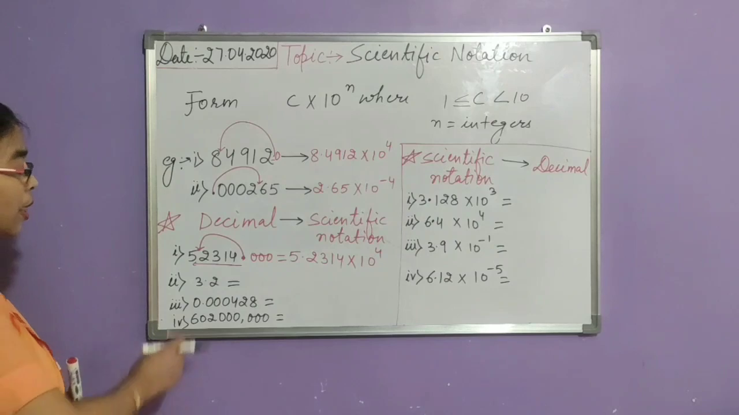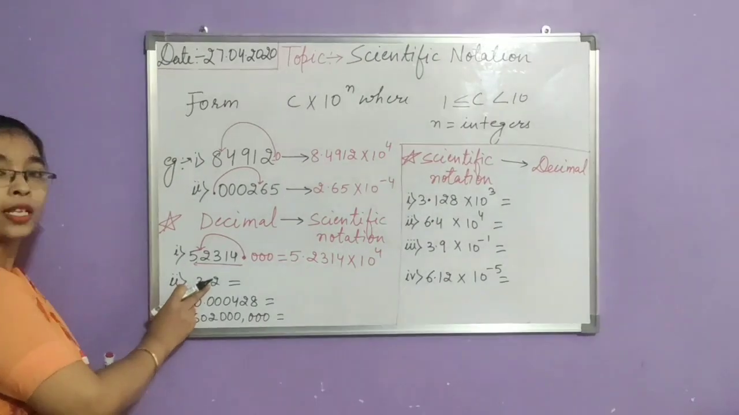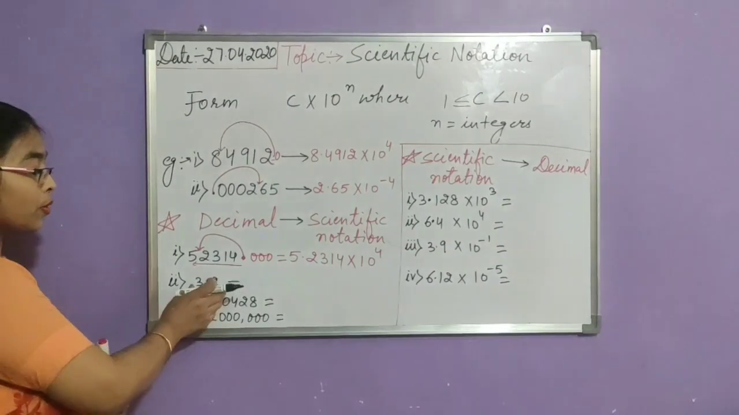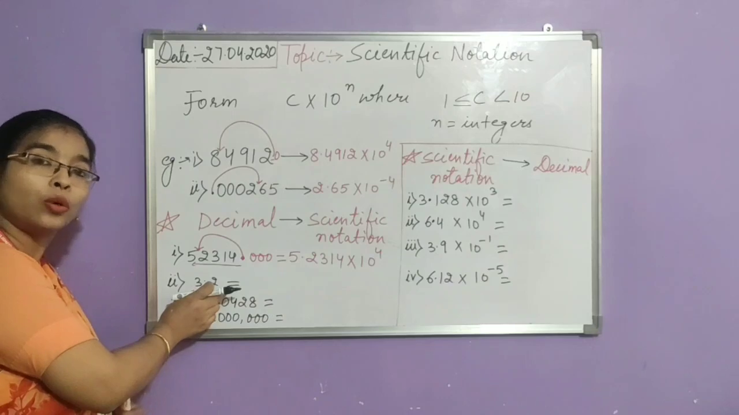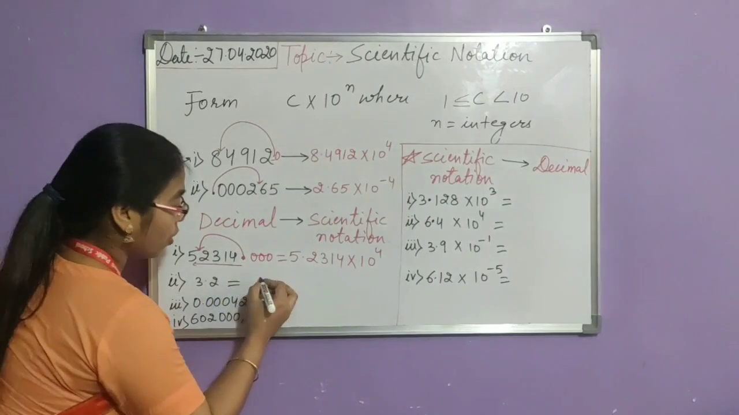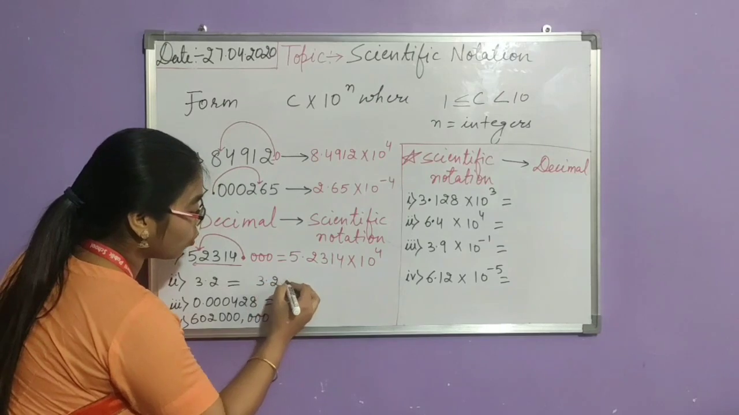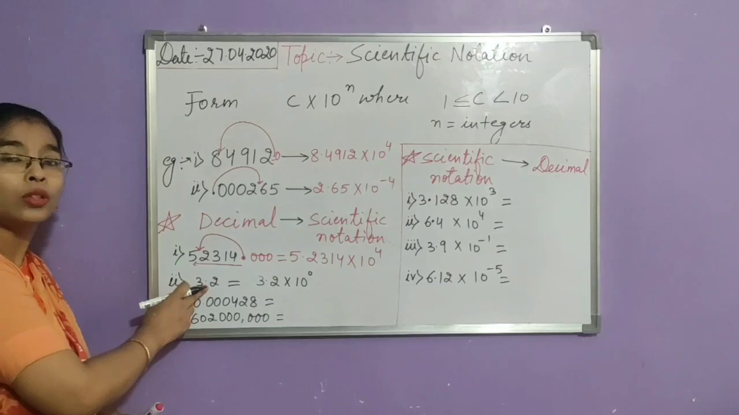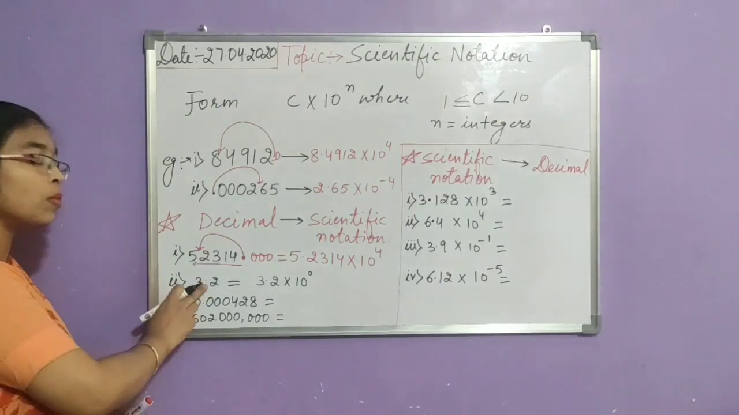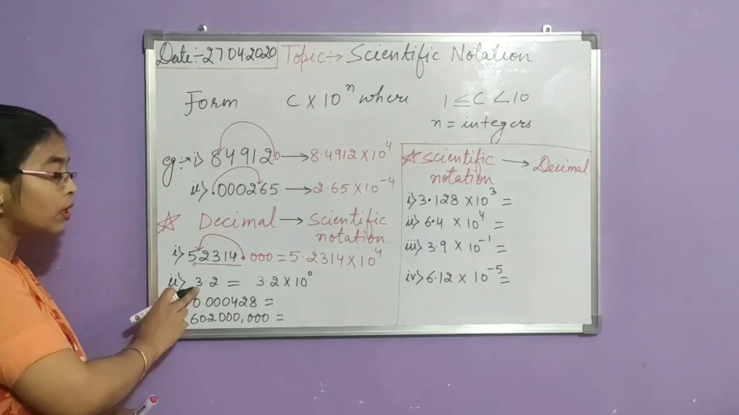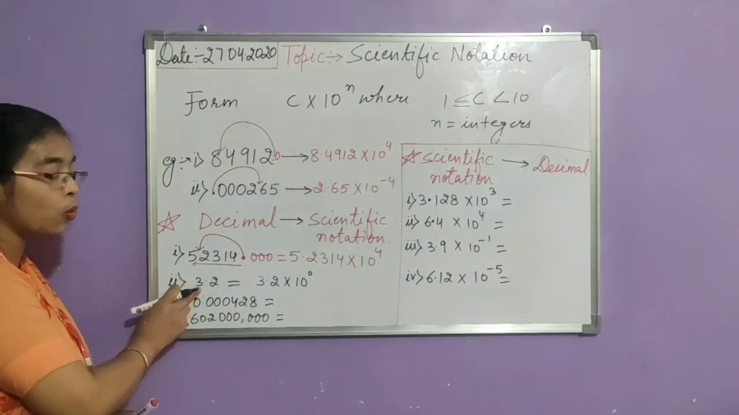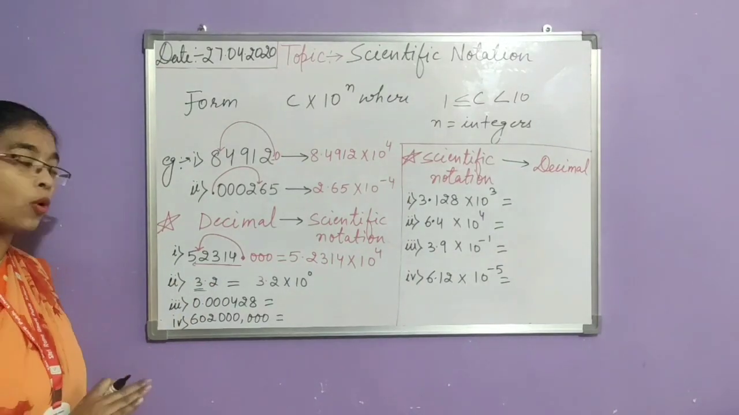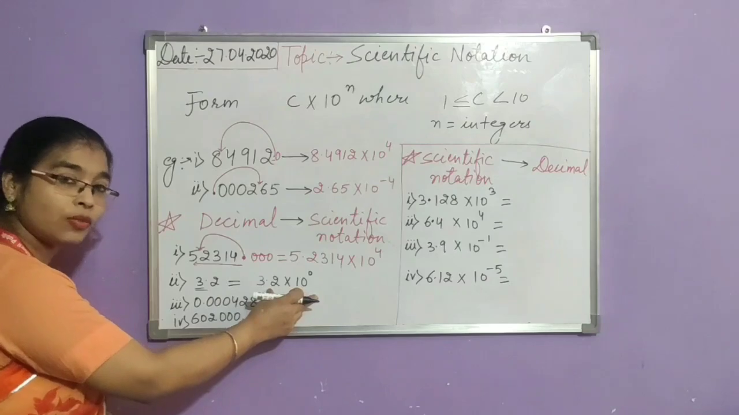Now see the second example. Here this is the decimal point, and before the decimal point only one digit is there. So this is already in scientific notation form. So we will write this as 3.2 into 10 raised to the power 0, because there is no need to move the decimal point. Since before the decimal point only one digit is there, we will write it in this form.